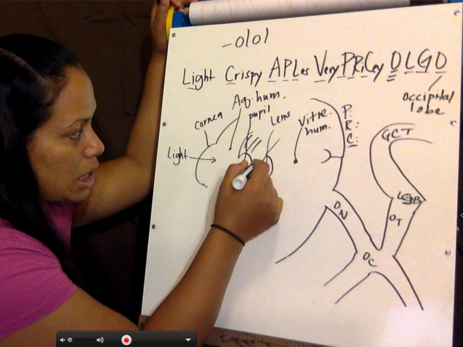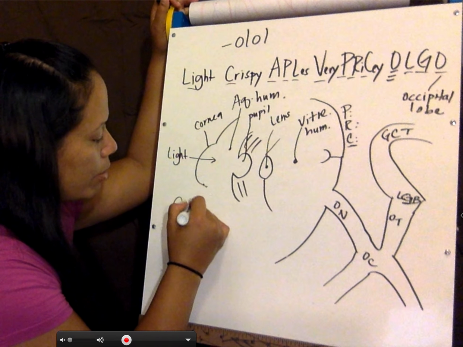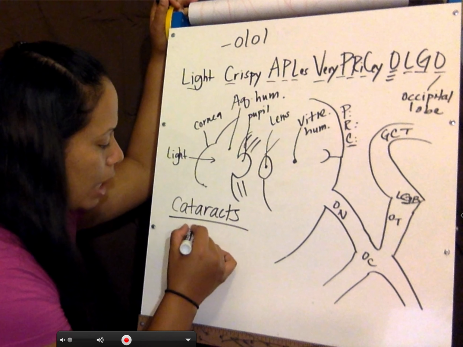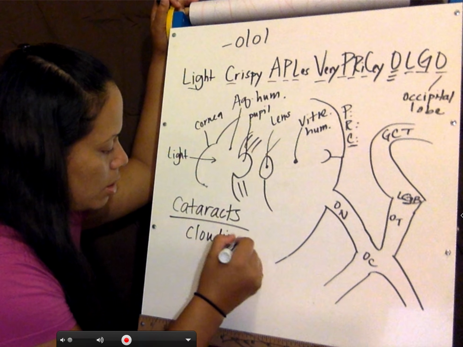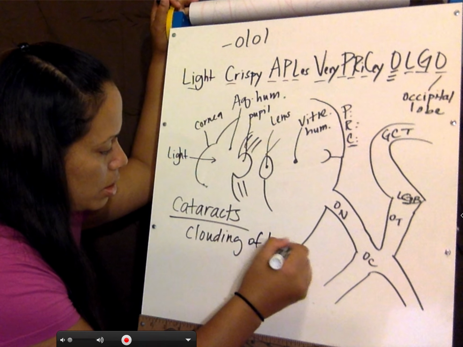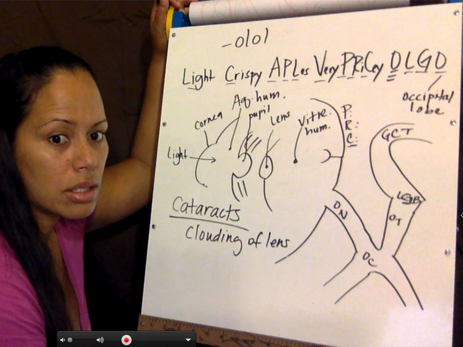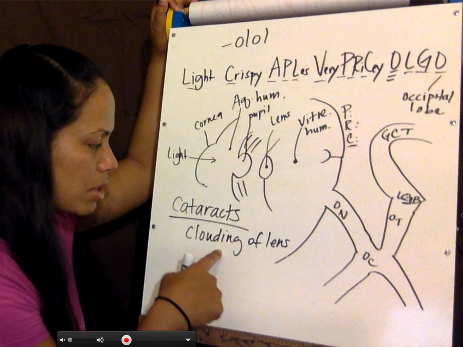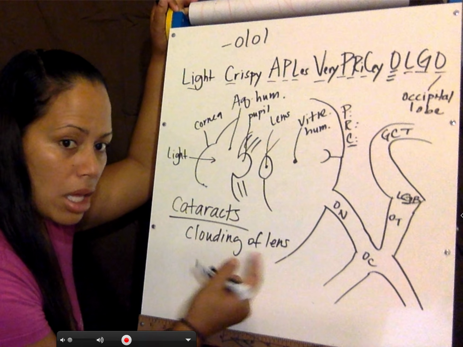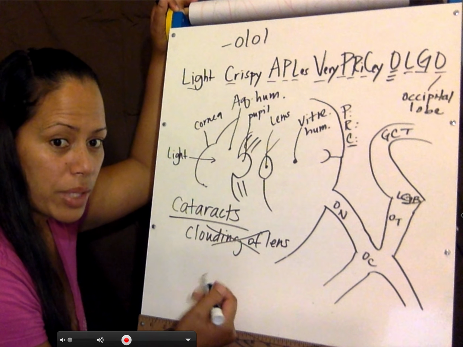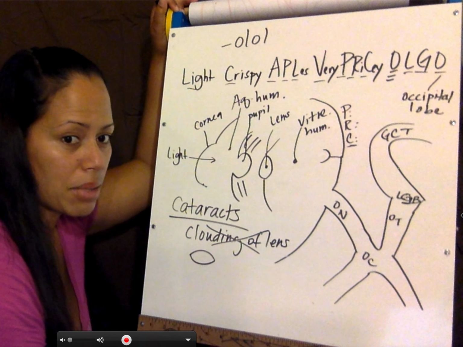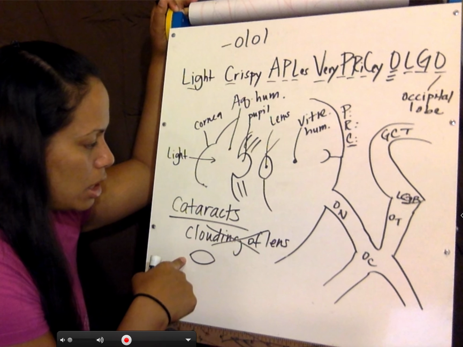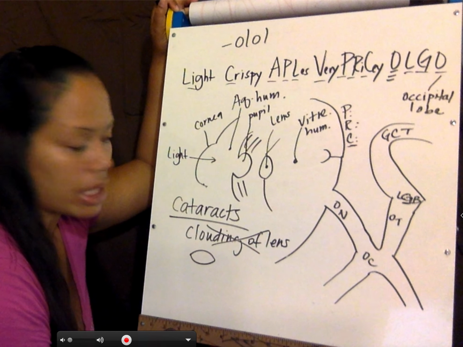So with the lens, I have something called cataracts. And what are cataracts? Well, cataracts are clouding of the lens. And when I cloud the lens, I can't see through it. So how do you fix cataracts? Well, you can't fix it once it has clouding, but you can remove it and surgically replace it with some kind of implant. So cataracts, I fix by replacing with another lens.